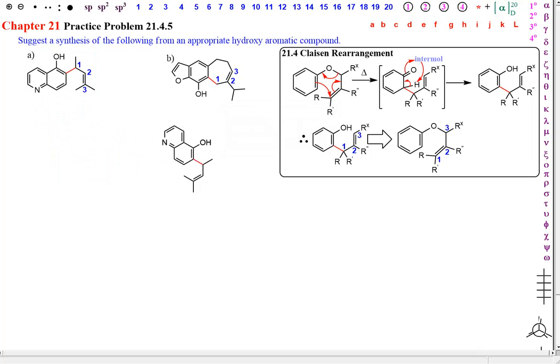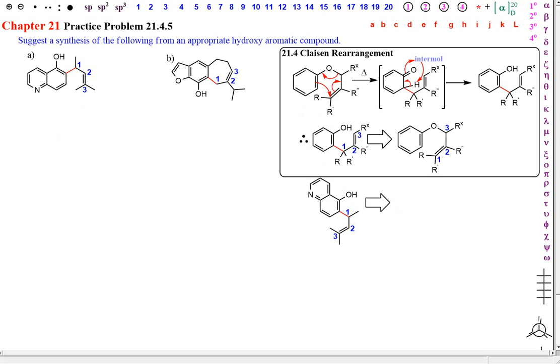Rotate it 60. All the parts match up. The OH is where it needs to be. So we got that going for us. And that is this molecule here. That's our target. The new bond was between 1 and the aromatic.